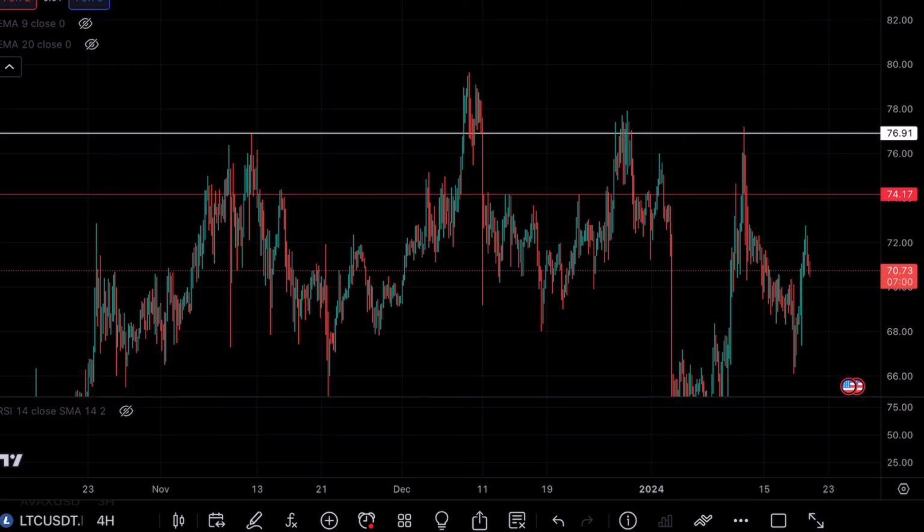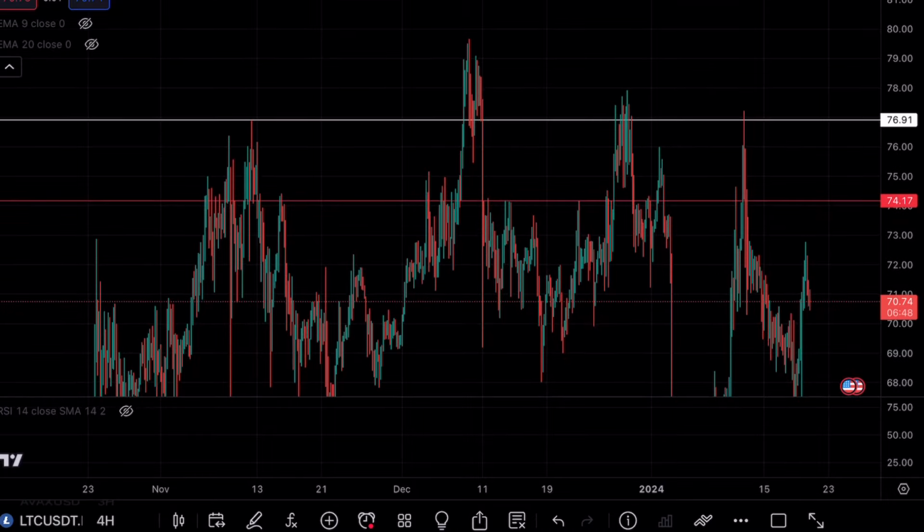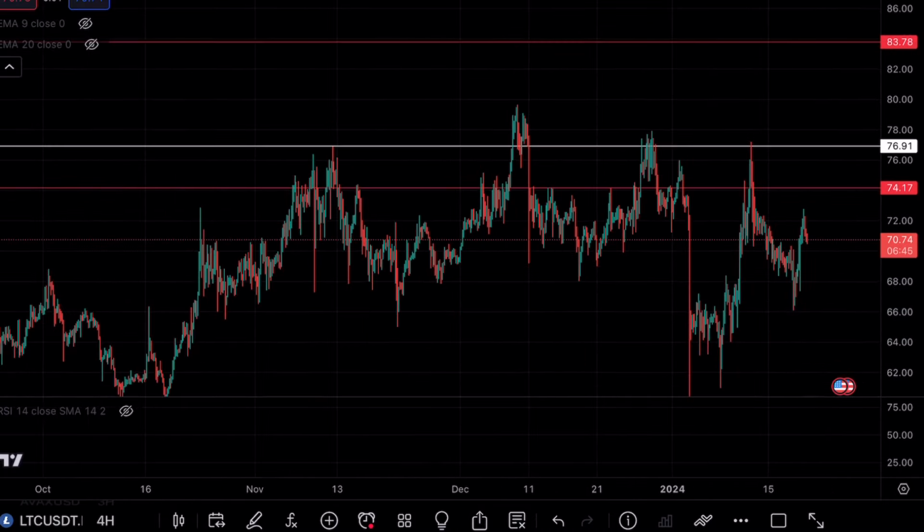And I'll go ahead and show you guys that in episode 2. But for now, we will stick with only support and resistance. And you can see that at $76.91, we saw quite a bit of resistance on this zone. So that is exactly where I would go ahead and draw my resistance level.